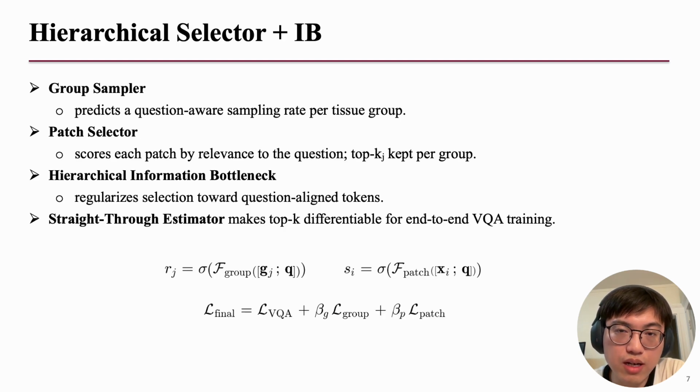Stage 2 is the hierarchical selector. A group sampler predicts a sampling rate for each tissue group, and a patch selector then produces a selection probability, and we keep the top K patches for each group. Also, we use STE to make this selection differentiable, and the entire pipeline is trained with this final loss function.